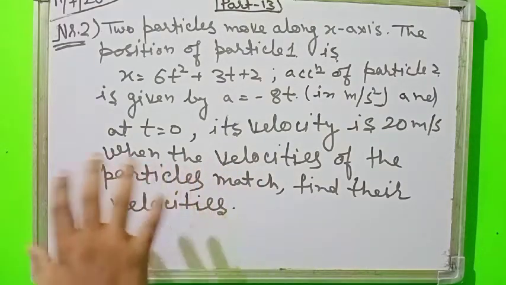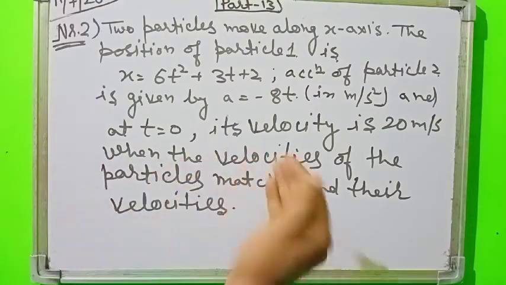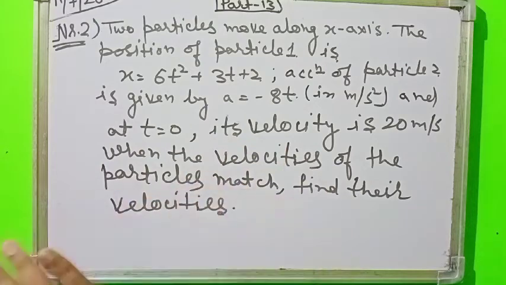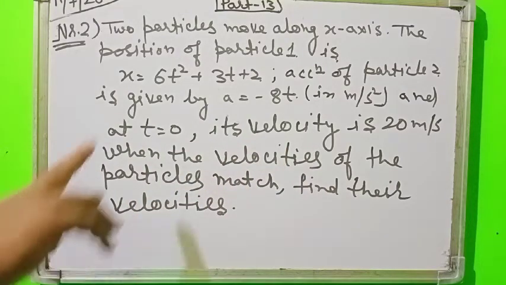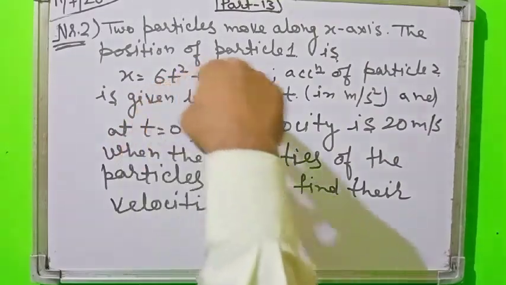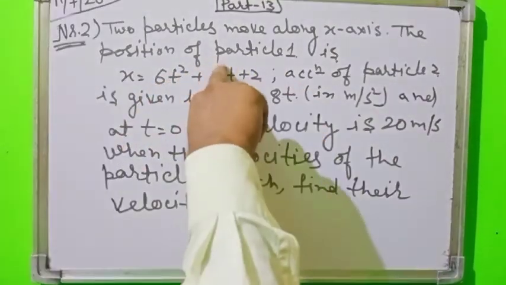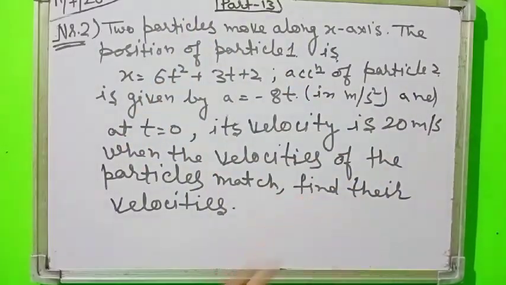It is asked what is the time when the velocities of the particles match. You have to find the time when the velocities of particle first and particle second will match, and then you have to find the velocity when they match. So look at the solution of this question. Good question.